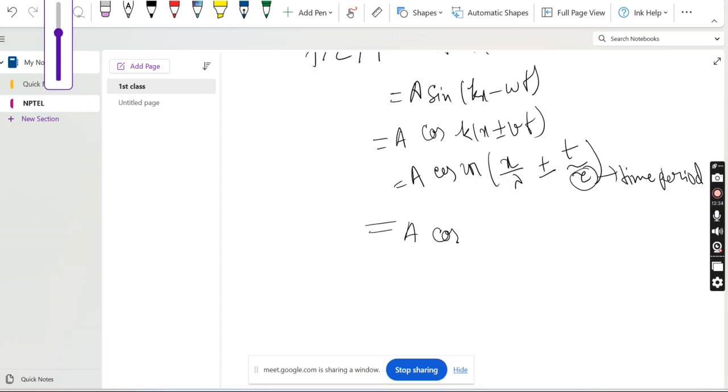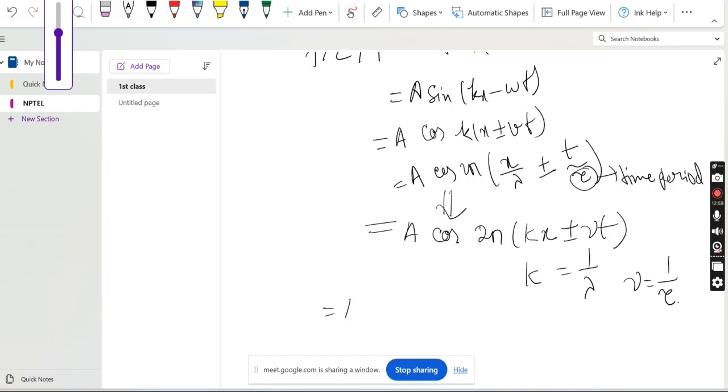A cos 2 pi (kappa x plus or minus mu t). Here kappa is 1 by lambda, mu is 1 by time period. So this is basically the same thing in a different notation. And A cos 2 pi mu (x by v plus or minus t).